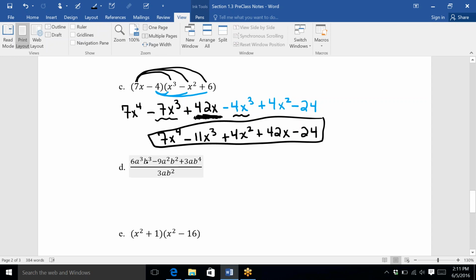Okay, now we're looking at a division problem. If it's just a single term in the bottom, you can think of this as separate fractions with the same denominator. So we can split this up into each of the top terms divided by the bottom term. Notice, pay attention to your signs because they're going to go in the middle of the fractions.